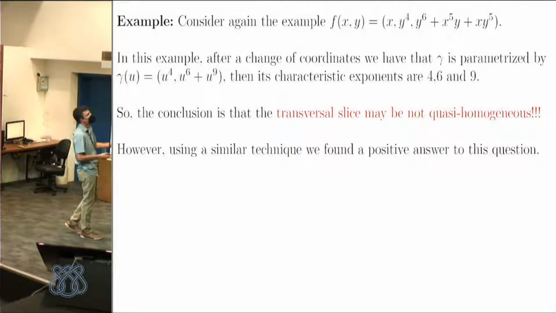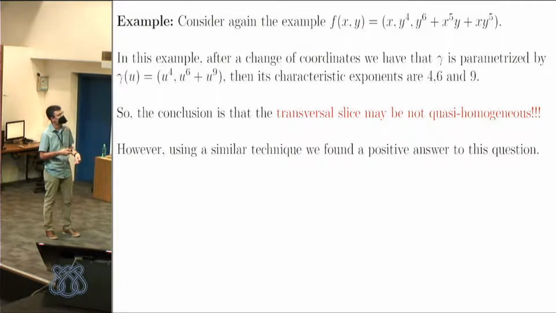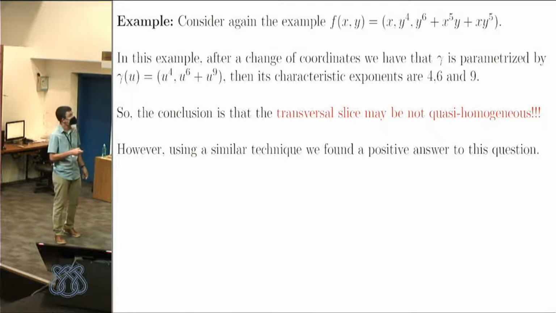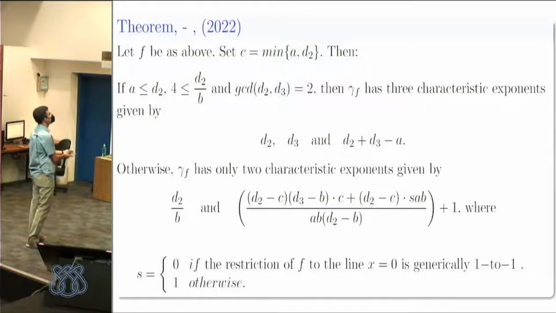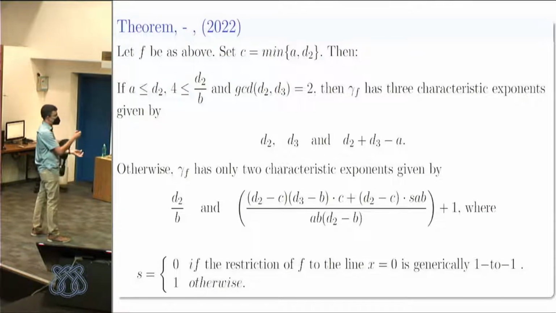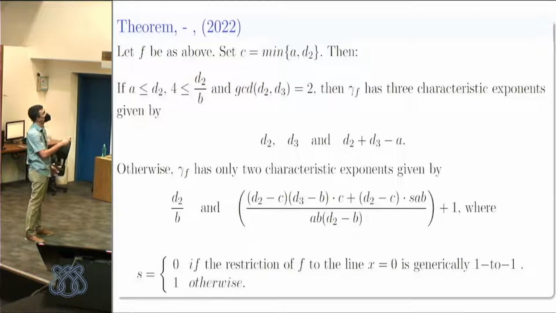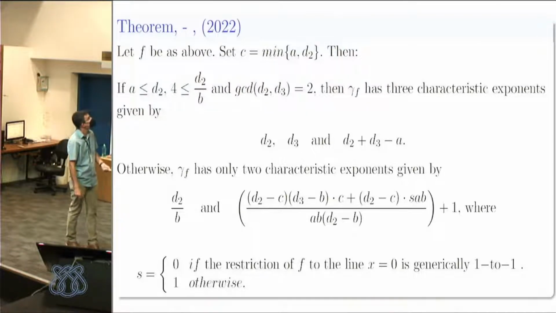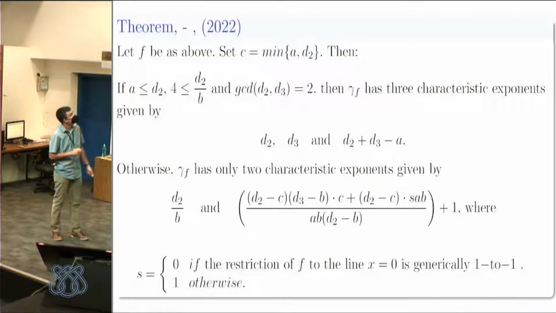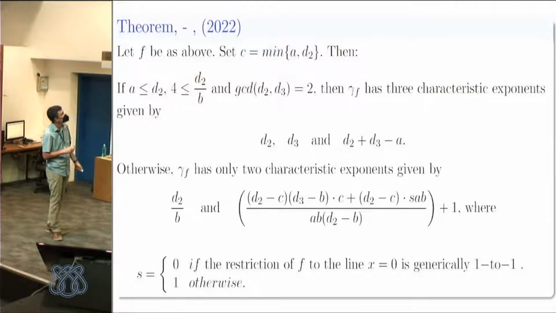And using the same technique, you can find a positive answer to this question. Okay, so the answer is the following one. Here we have a result. F is the same as above. It's a corank one, finitely determinate, and quasi-homogeneous map germ. And C is the minimum between the weight of X and the weighted degree of the second function coordinate.